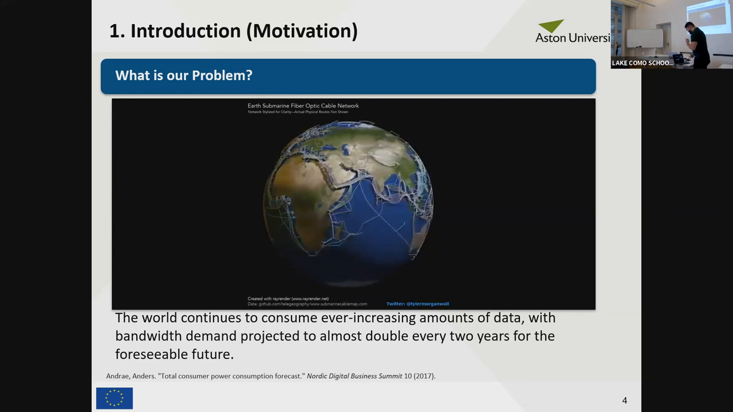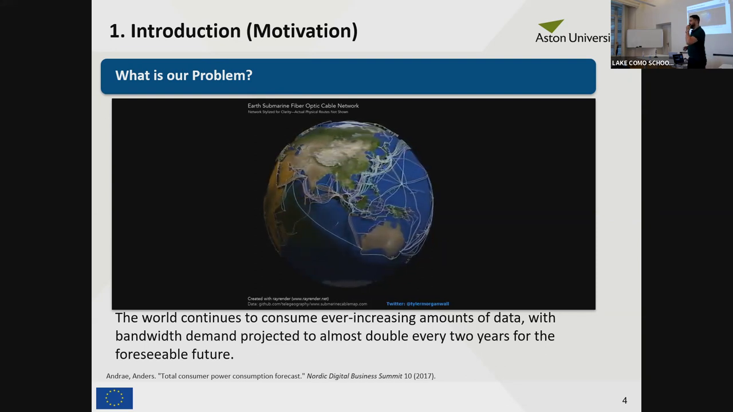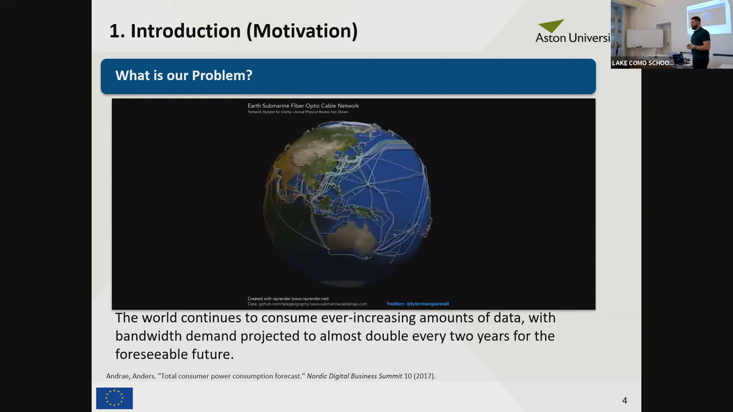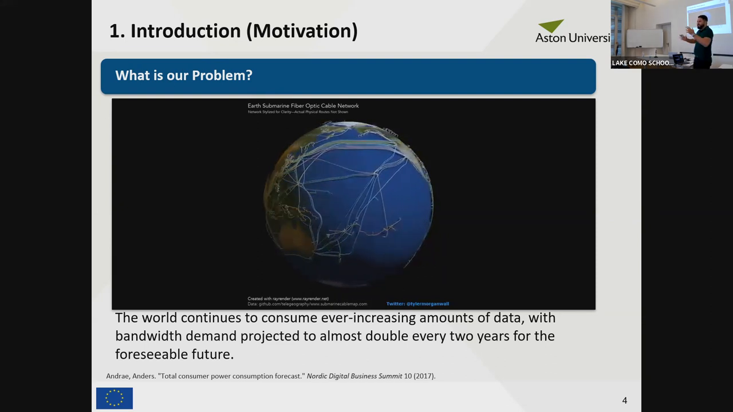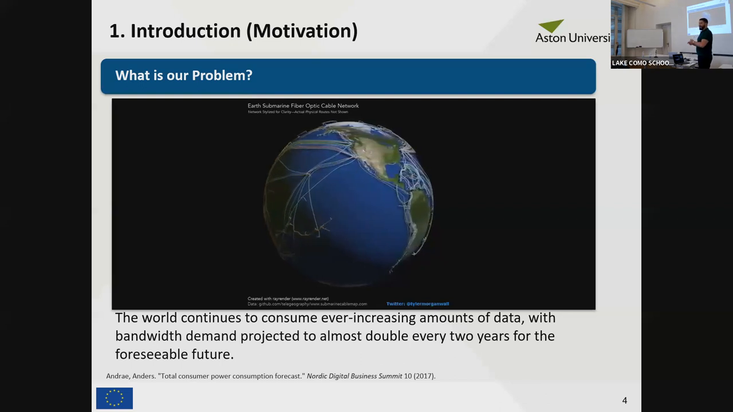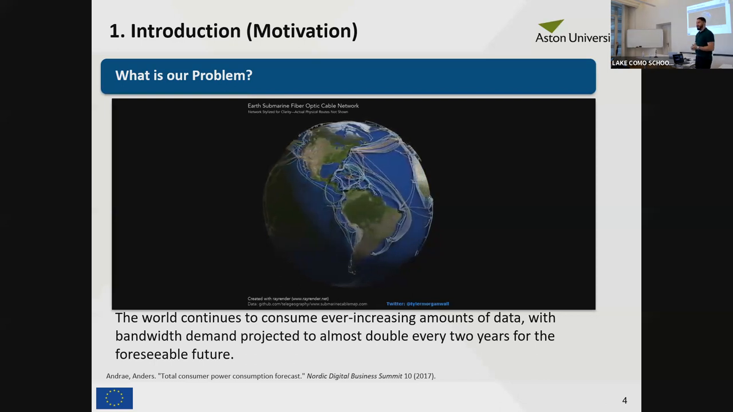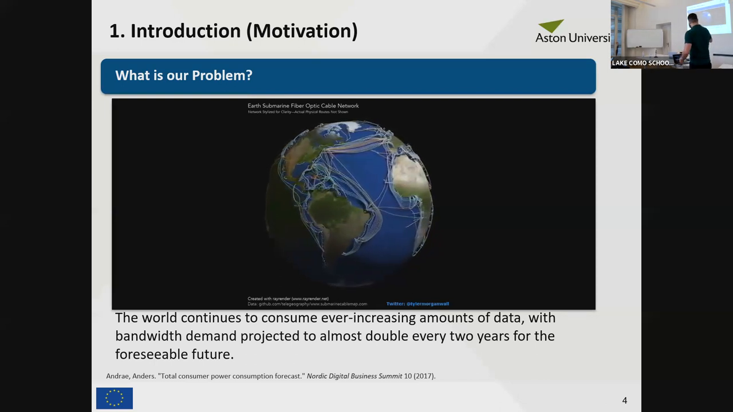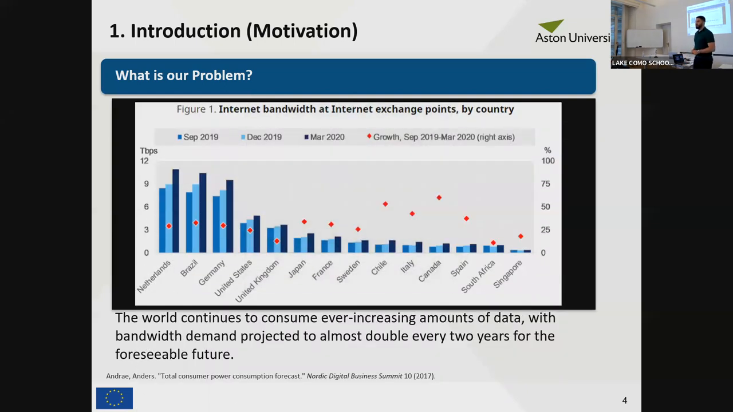And I remember 10 years ago at my home, I had 1 mega of speed in my computer, and it was amazing. I was playing some online games, and now at my home I have 100 mega, so 100 times higher in just 10 years. So this is what we see, and in the period of COVID, this was even more clear.